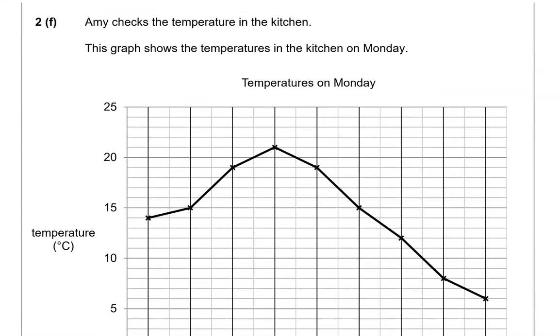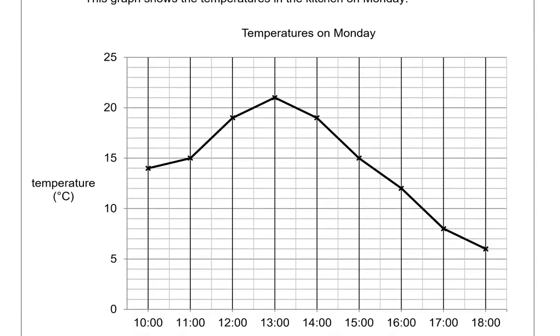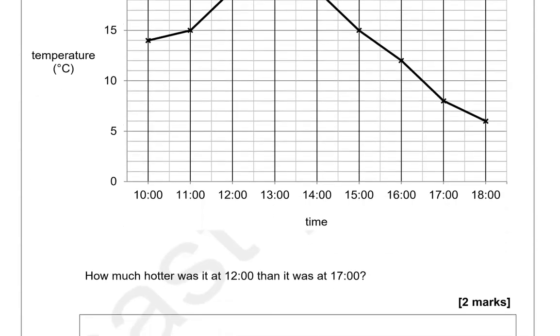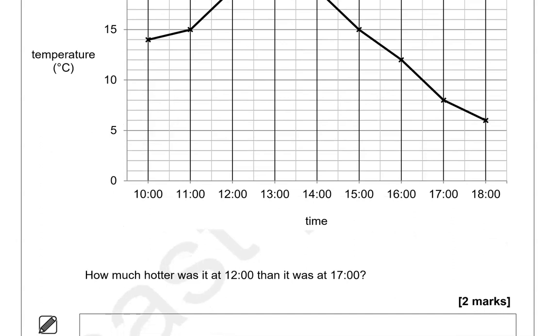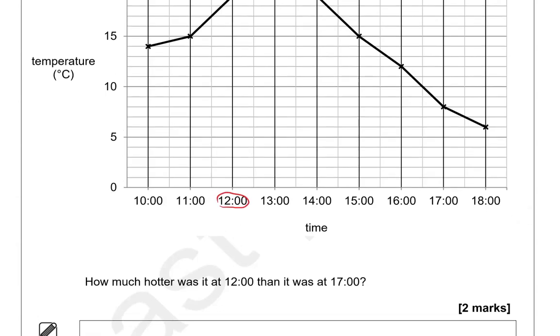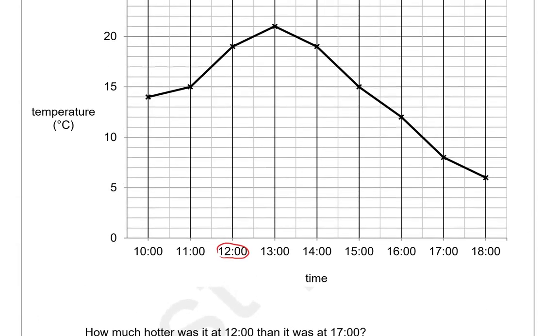Amy checks the temperature in the kitchen. This graph shows the temperatures in the kitchen on Monday. How much hotter was it at 12 o'clock than it was at 17? So let's go to 12, which goes up here. So that is between 15 and 20. 16, 17, 18, 19.